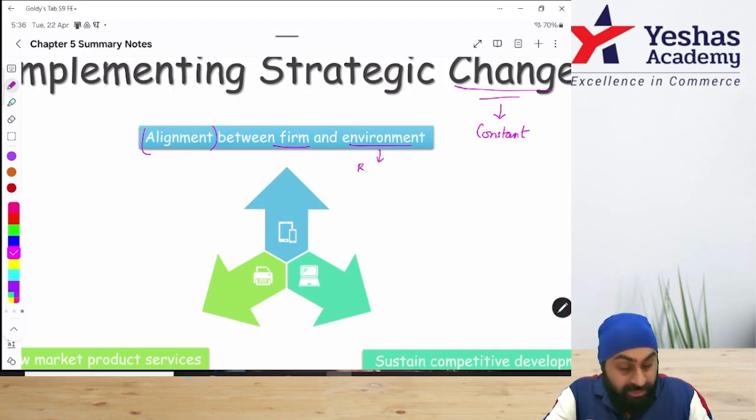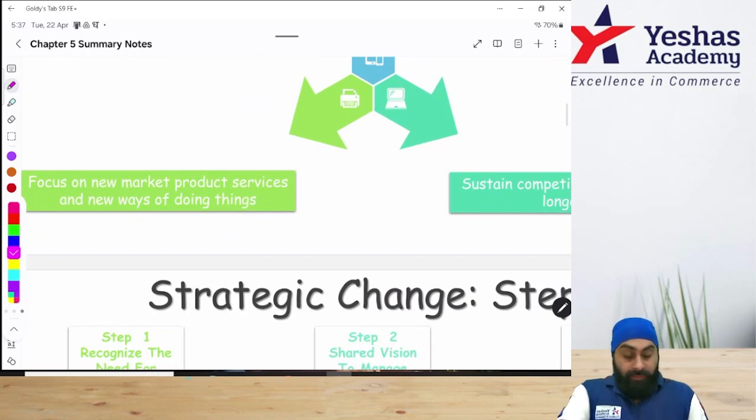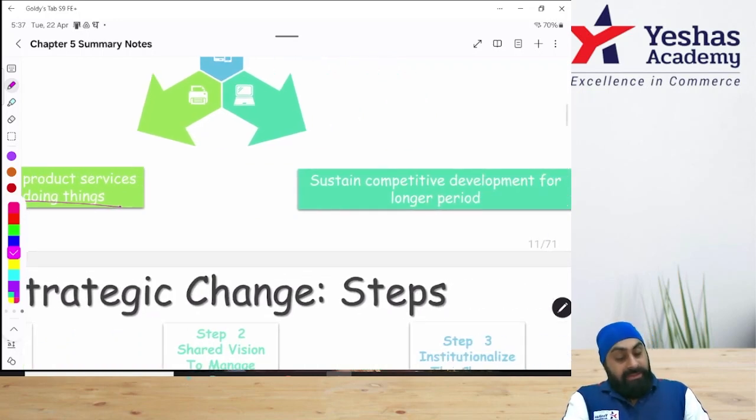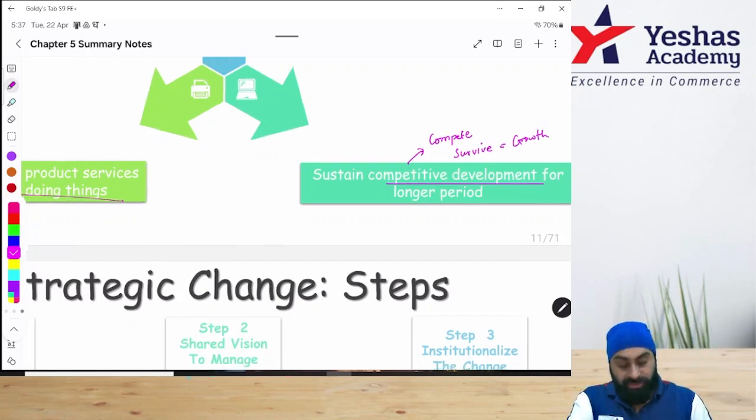So, beautiful point, to reduce uncertainty. Please remember this. Focus on new markets, products and services and new ways of doing things because we want to change. Sustain competitive development for longer. As long as you are able to compete in the market, you will survive in the market. There is a possibility that your growth increases. So change is extremely important. You need to follow the change.